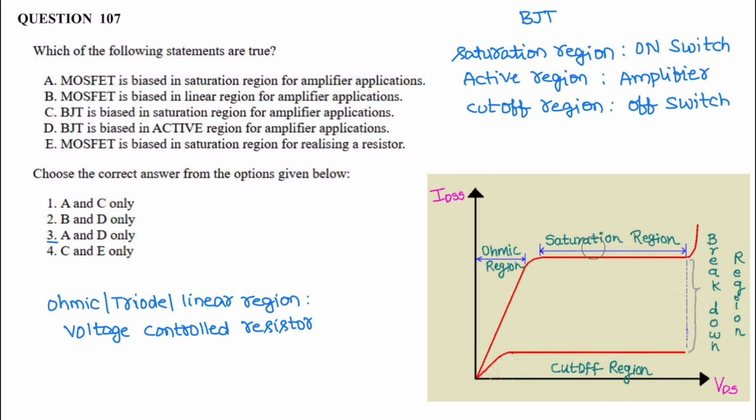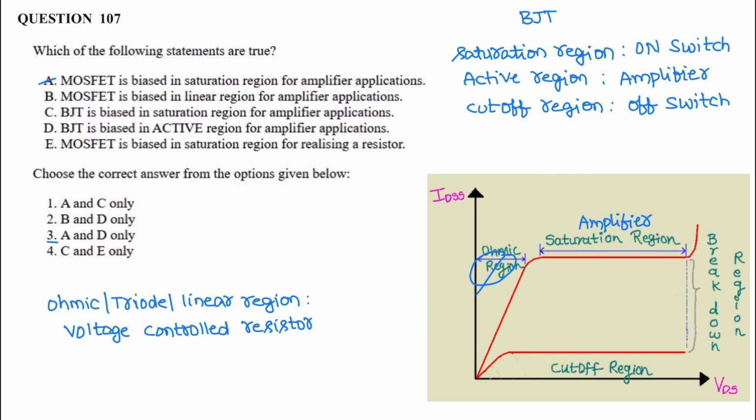In saturation region, MOSFET acts like an amplifier. In cutoff region, it acts like an off switch. Statement A, MOSFET is biased in saturation region for amplification applications. Statement A is correct. Statement B, MOSFET is biased in linear region for amplification applications.